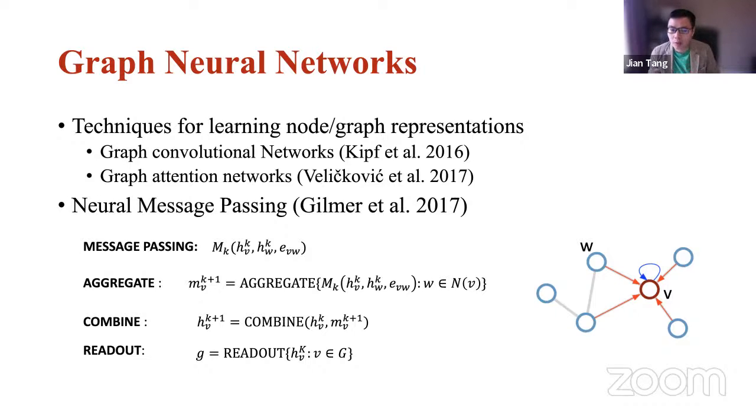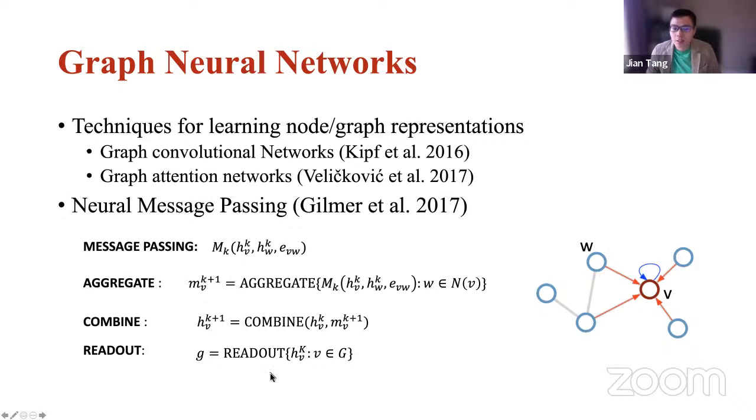But remember that at the end, our goal is not trying to learn a representation for each node, because we actually care about the representation of the entire molecular graph. And that's why at the end, we usually have to have a readout function. Basically, we try to read out the representations from all the nodes to get the representation of the entire graph, for example, the representation of the entire molecular graph.